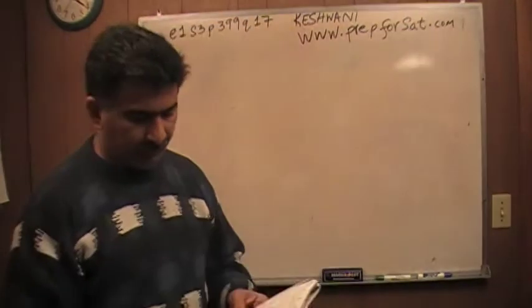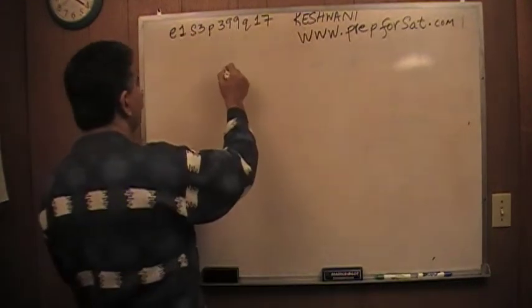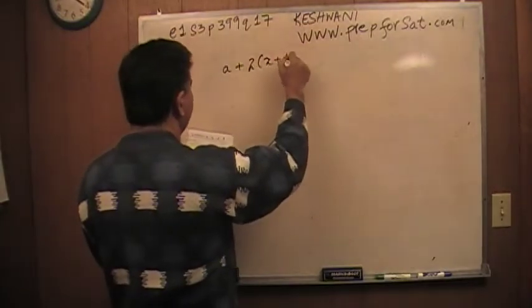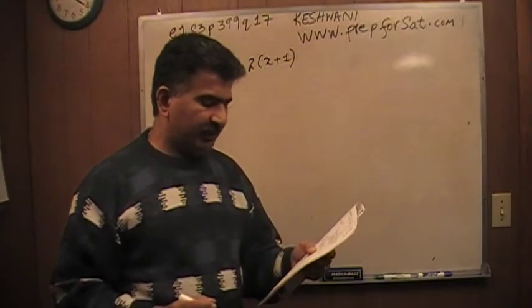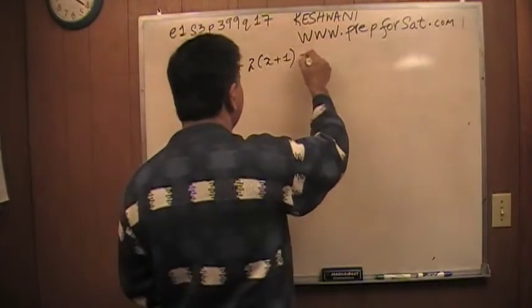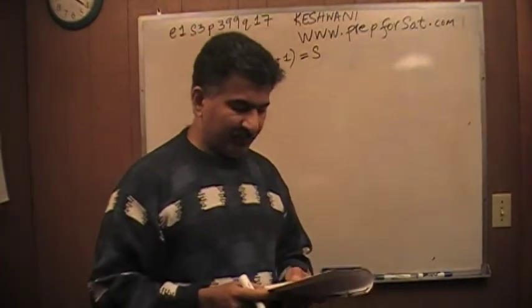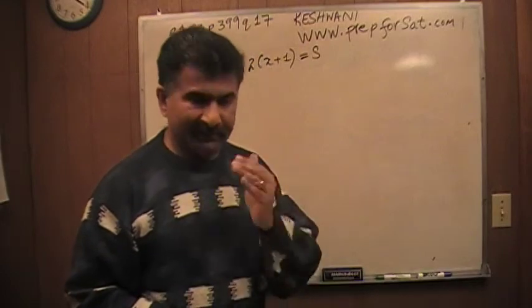Number 17 is what I'm going to do. It says that if A plus 2 times (x plus 1) equals S, then what is the value of x plus 1? And then it goes on to say in terms of S and A.